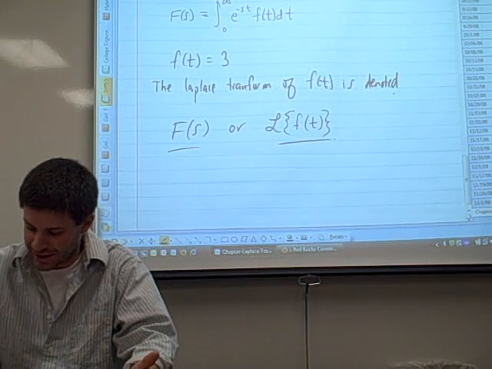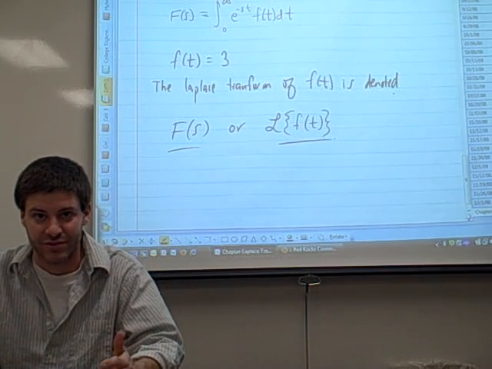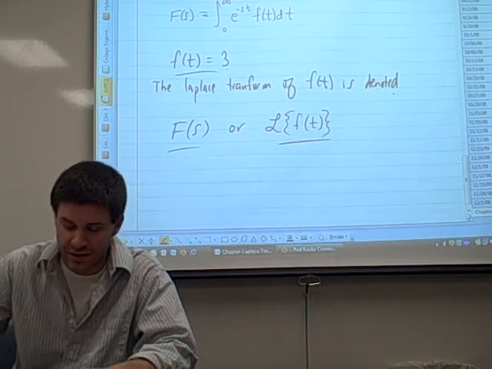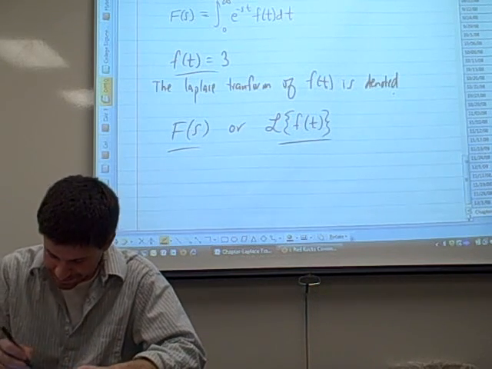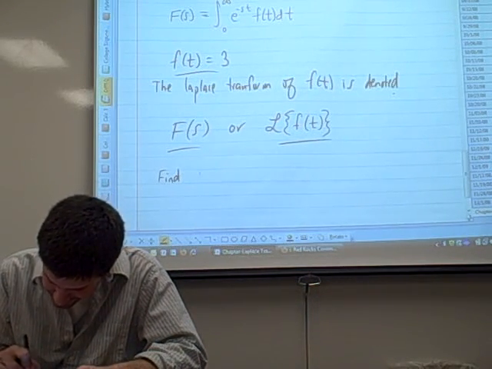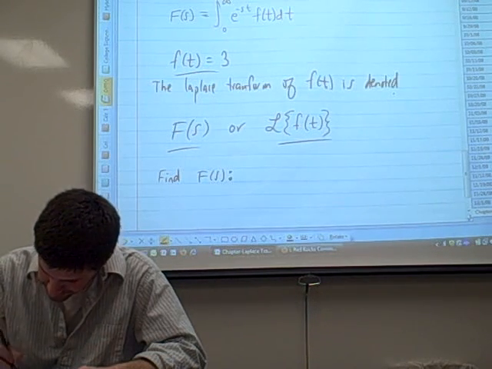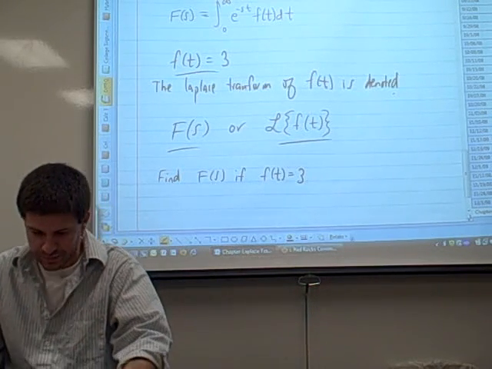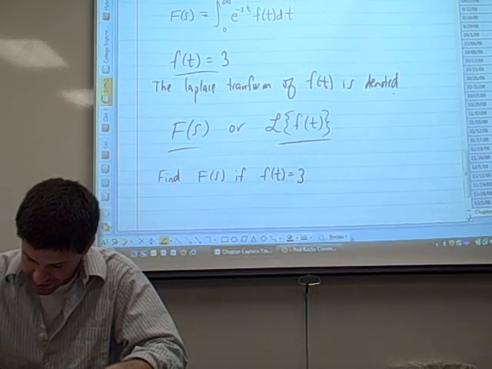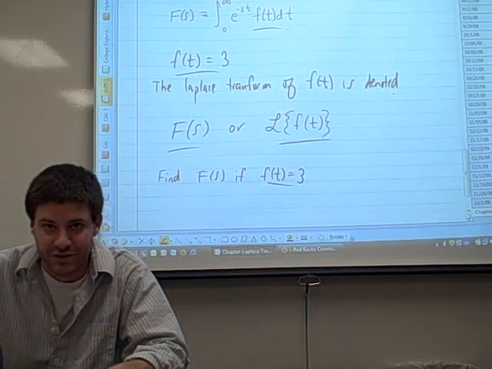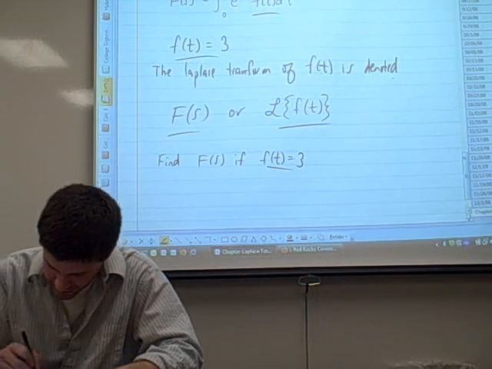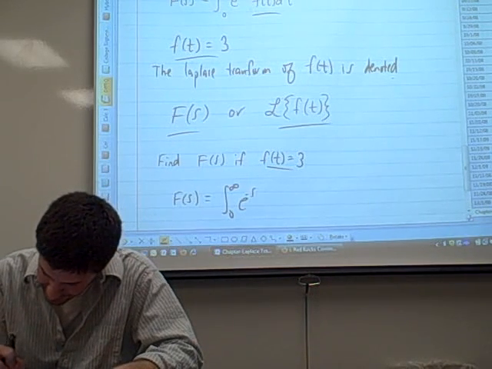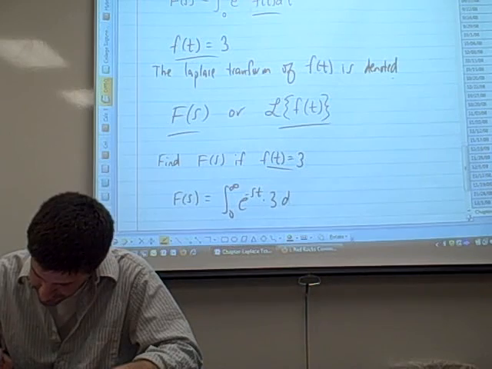Now let's just go ahead. Obviously we don't really have a whole lot of insight into what this Laplace transform actually is or what it does yet. But let's just go ahead and try to find the Laplace transform of that function using the definition. So all we have to do is plug this function into the definition, and we'll get F of s is the integral from 0 to infinity of e to the negative st times 3 dt.